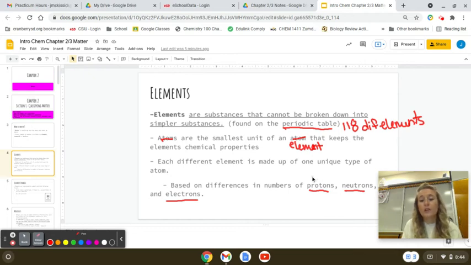Okay, protons, think protons positive; neutrons, that kind of looks like the word neutral; and then electrons are going to be our negative ones. Depending on how many protons, electrons, and neutrons the element has, that will give it its properties and how it reacts with different things. So that's how we have different elements, based on these numbers of protons, neutrons, and electrons. All right, let me erase this and we'll go to the next slide.